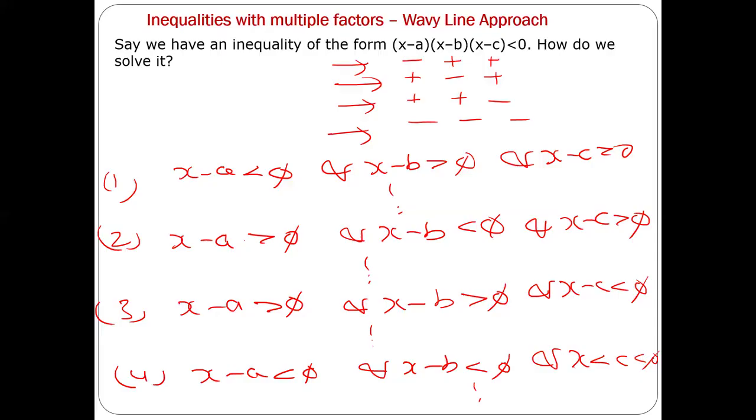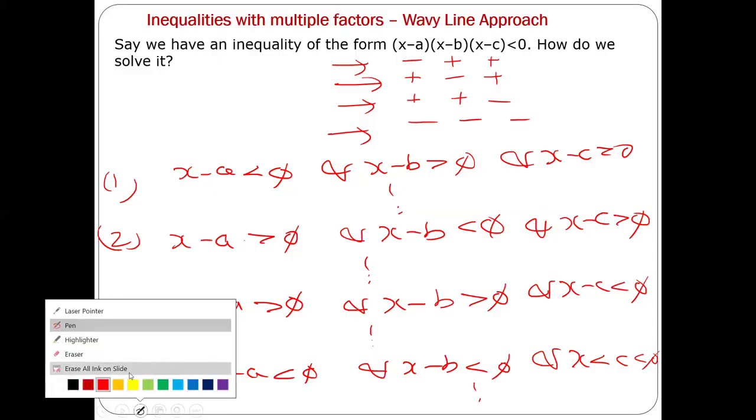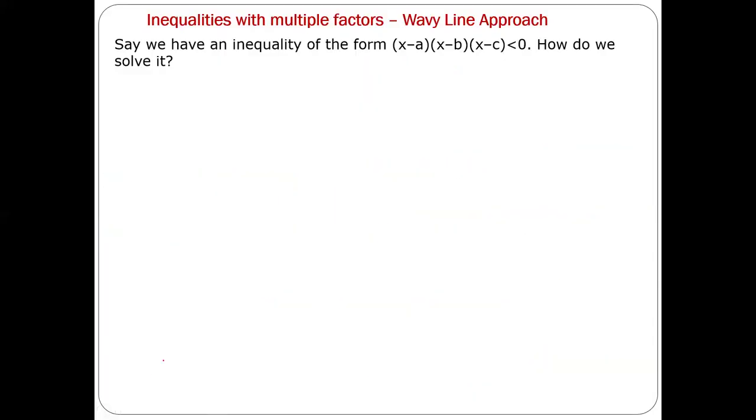So what we are looking at now, very important, that's called the wavy line approach. Wavy line approach. So here, for example, by what we've discussed so far, what are the inflection points? The inflection points obviously here would be a, b, and c, right? So what we do is we essentially plot the inflection points on a number line.